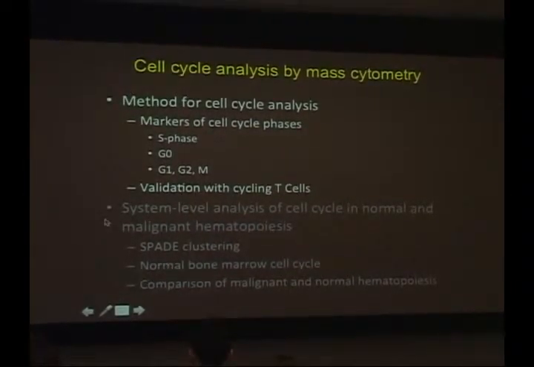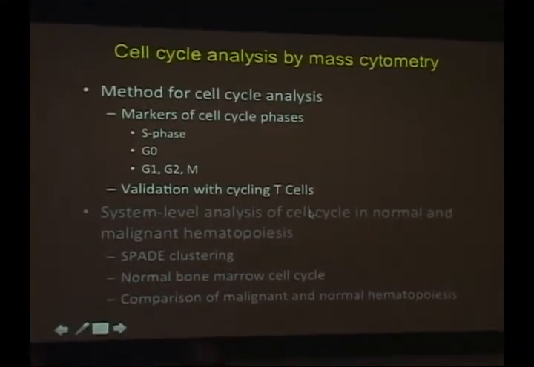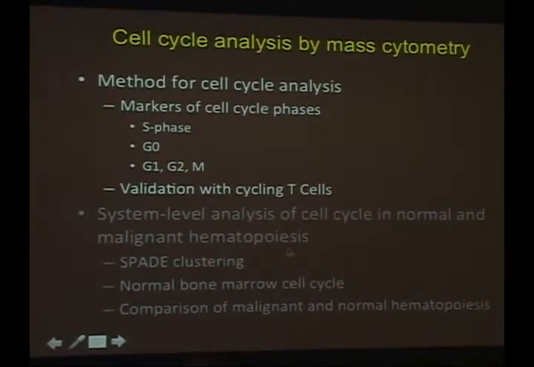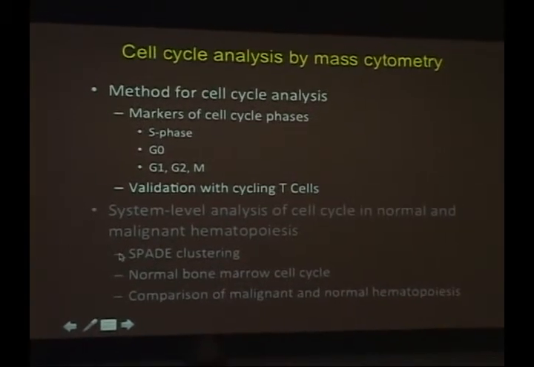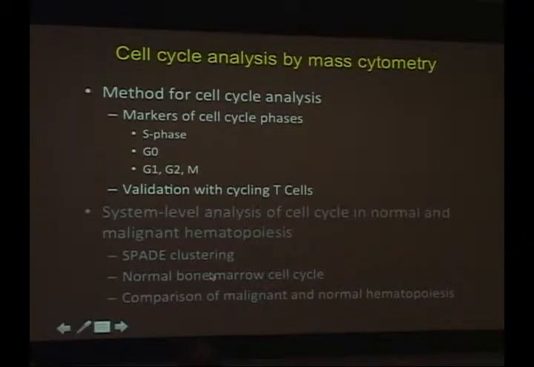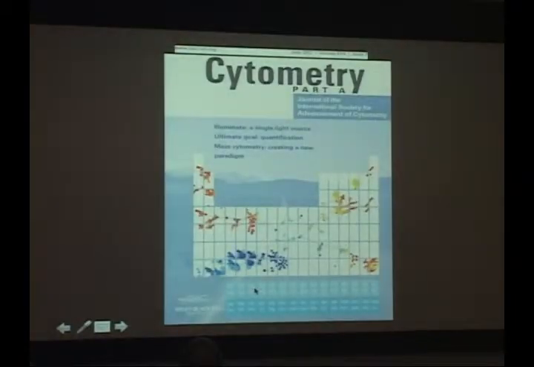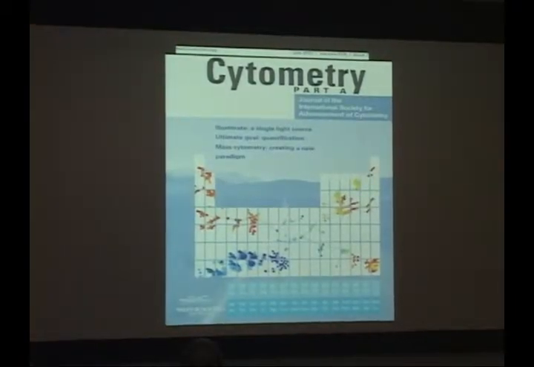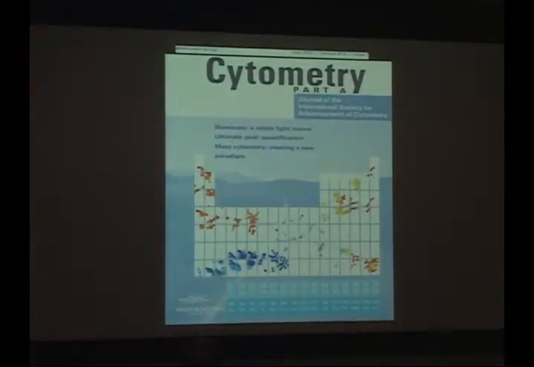And then I'm going to go on and show you how you can fold this into a much higher system level analysis of cell cycle using SPADE clustering, and look at some data that we've published on the normal bone marrow cell cycle state, comparing that to some malignant samples. All of the normal cell cycle stuff was published recently in Cytometry, and you can go get that July issue if you want to see all this in detail. Almost all the figures I'm showing will come from that paper, so it's a great reference if you want to try and actually repeat some of this.